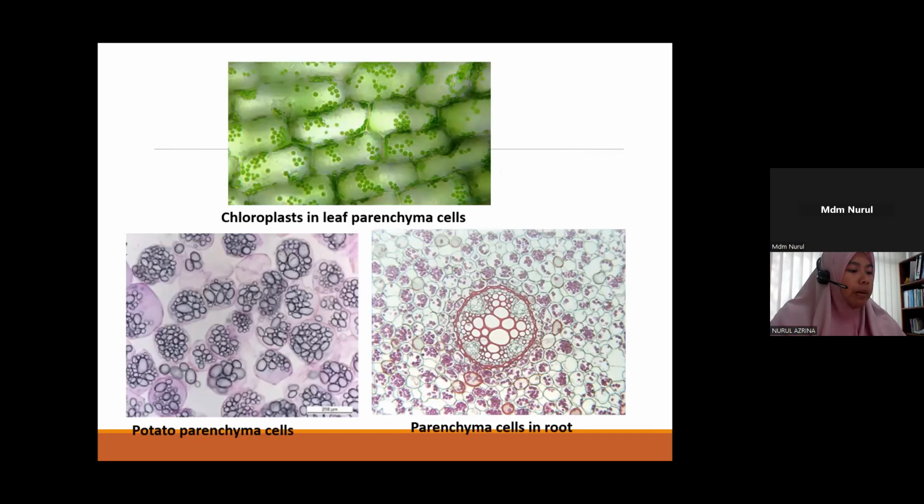Okay, so this is chloroplast in leaf parenchyma cell, in mesophyll palisade, okay, or spongy mesophyll. So these are all parenchyma cell in the leaf. And this is parenchyma cell in potato. You can see they have a lot of granule, which used to store starch. All right, and this is parenchyma cell in the roots. Okay, this one. You can see there are a lot of granules. Okay, large vacuole and whatnot.